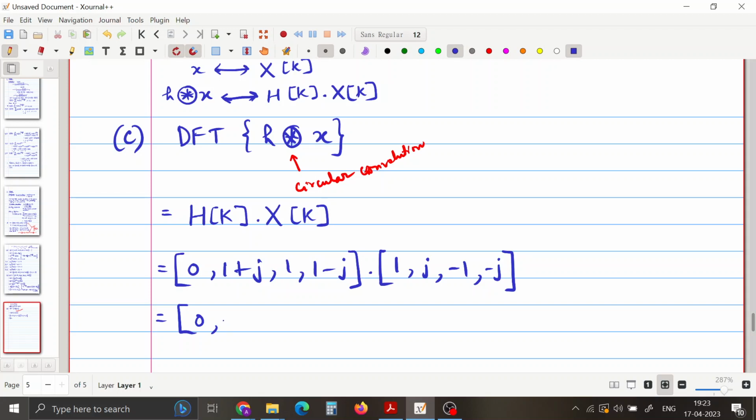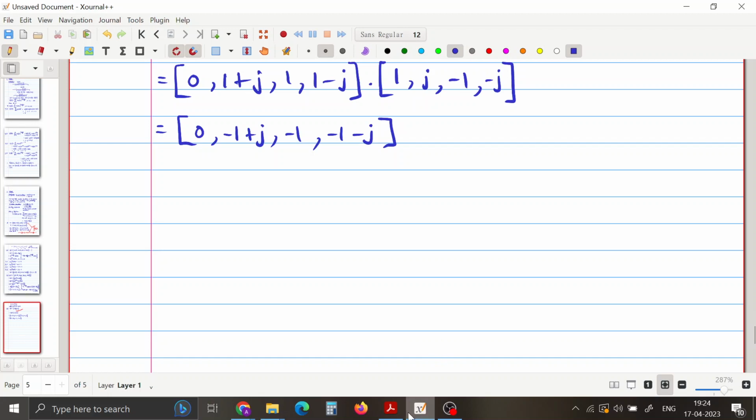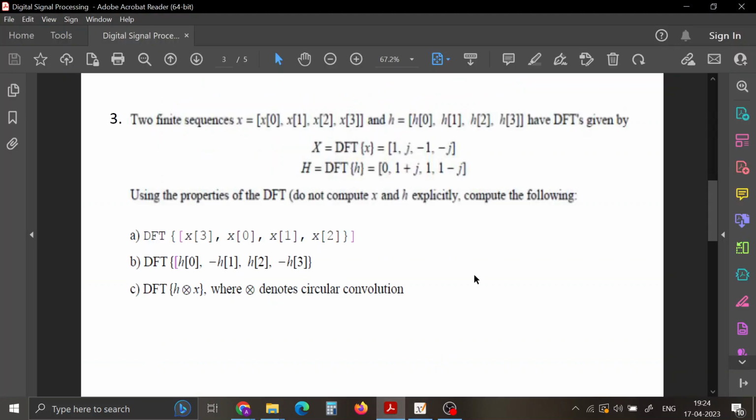Second term you will have 1 plus j times j, which you can write as minus 1 plus j. Third term will be 1 times minus 1, which is minus 1. Fourth term would be 1 minus j multiplied by minus j, which you can also write as minus 1 minus j. Just verify that. Okay, so that's it. So third question is also done.